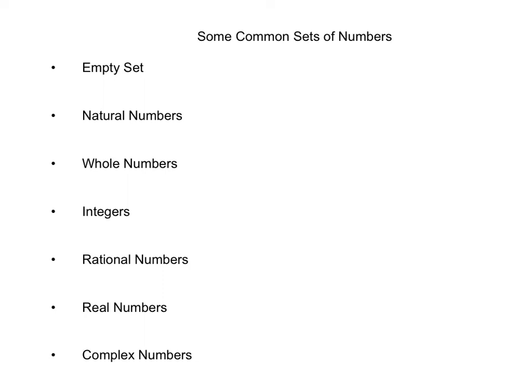On this slide, we have a list of some common sets of numbers. The first set is the empty set. It's denoted by a circle with a slash through it, and it is the set that has no members. Now, you might be wondering how in the world that could possibly be useful. Well, we'll have to see in the future how we might use this empty set.